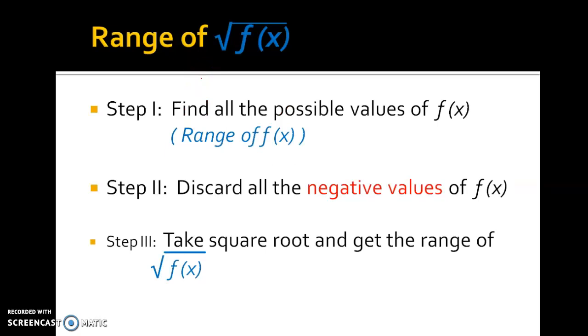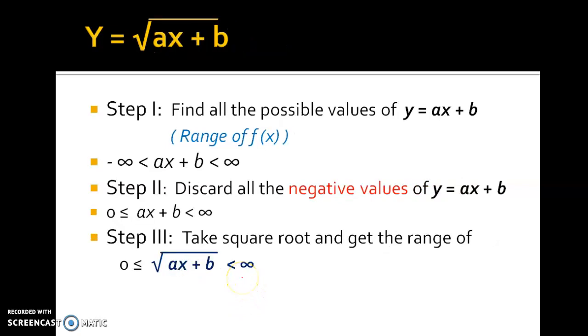To find the range of square root of f(x), first of all, find all the possible values of f(x). Then discard the negative values of f(x) and take the square root to get the range of square root of f(x).